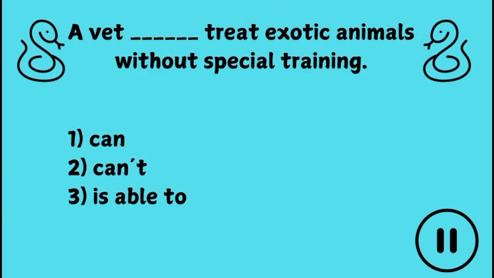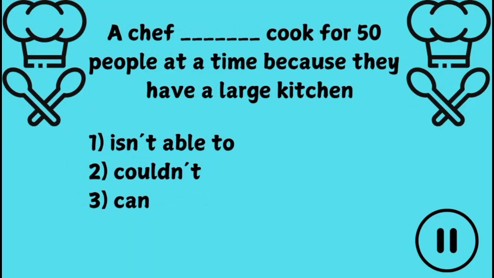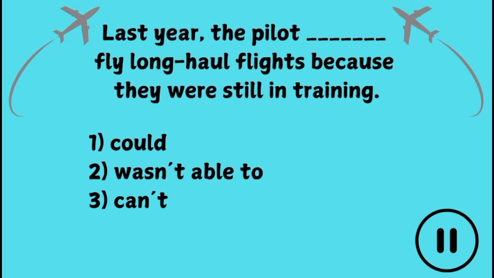A vet, treat exotic animals without special training. When he was younger, the firefighter, climbed tall ladders easily. A chef, cook for 50 people at a time because they have a large kitchen. Last year, the pilot, fly long-haul flights because they were still in training.